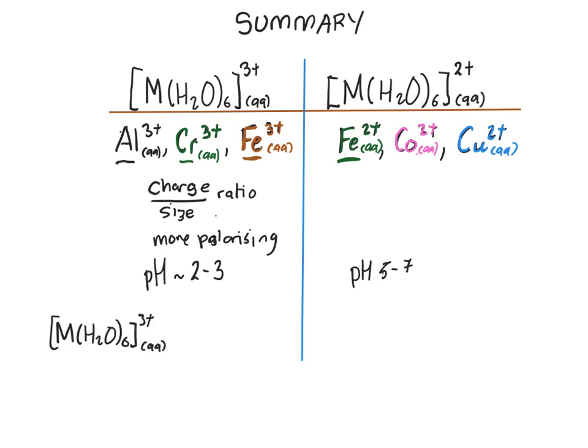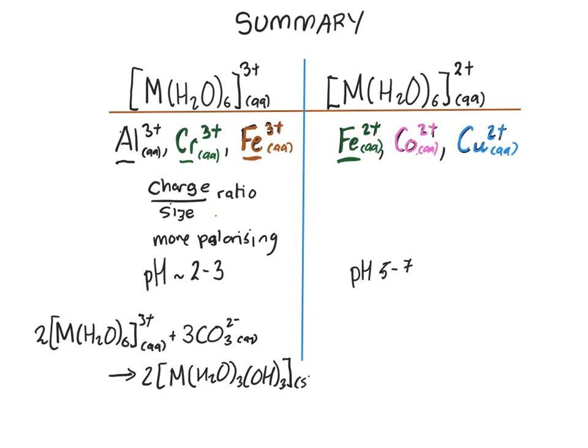So remember that for every 2 moles of the aqueous metal 3 ion reacts with 3 moles of the aqueous carbonate ion. That then results in a precipitate of the metal 3 hydroxide, and it's a hydrated metal 3 hydroxide, and there's no charge on it, and it's not polar because there's no charge, and therefore it precipitates out because water molecules are not attracted to it. You also get 3 carbon dioxides and 3 waters.